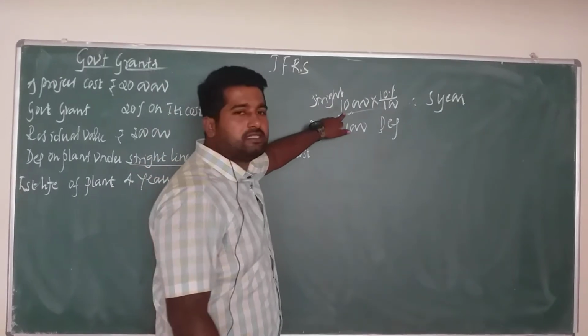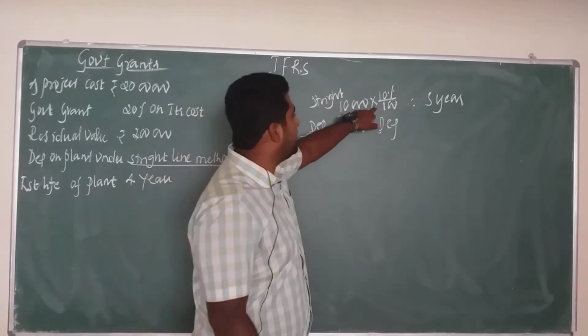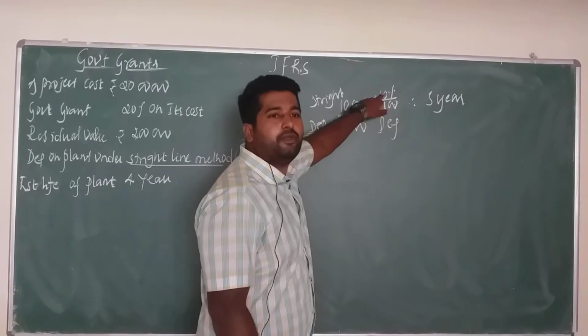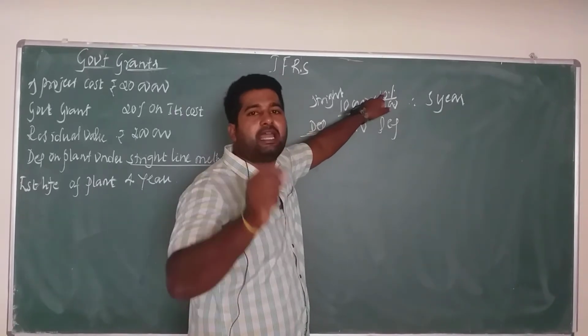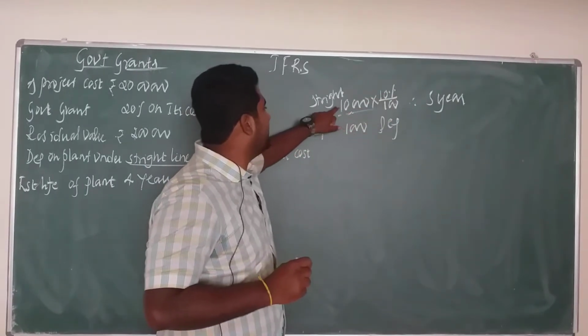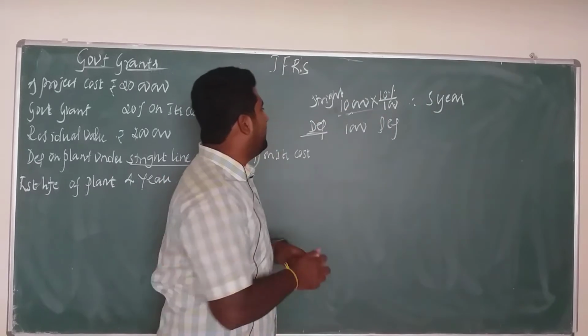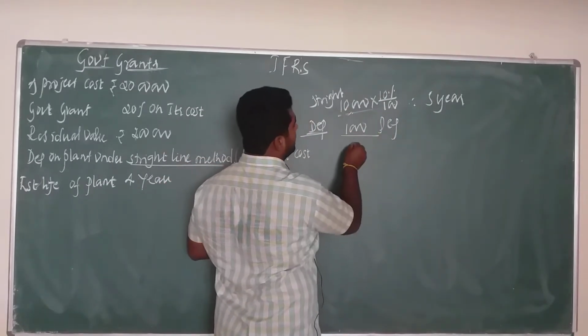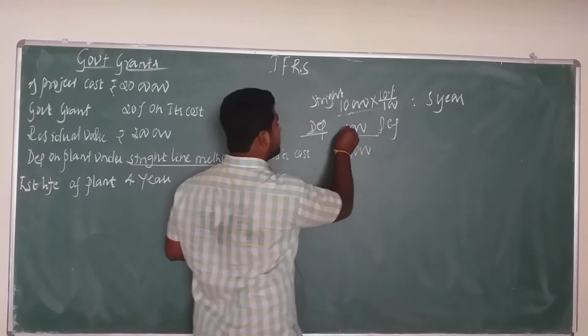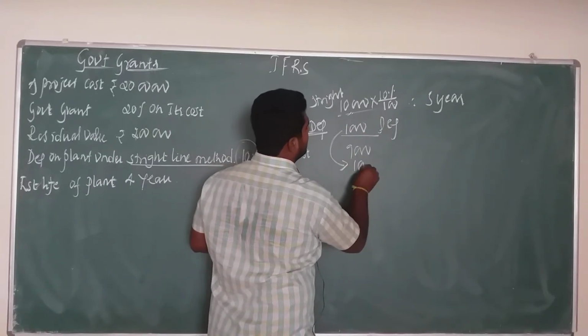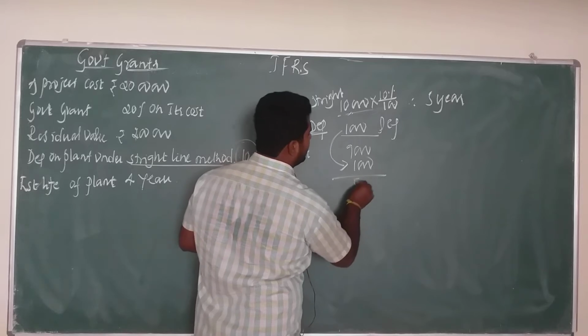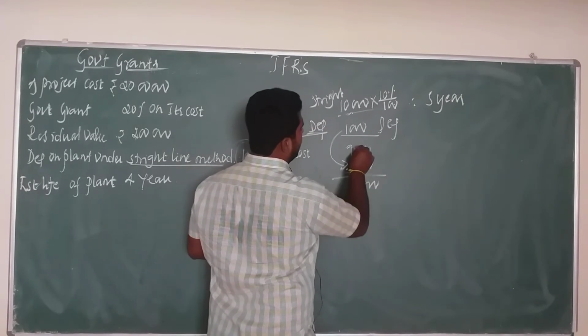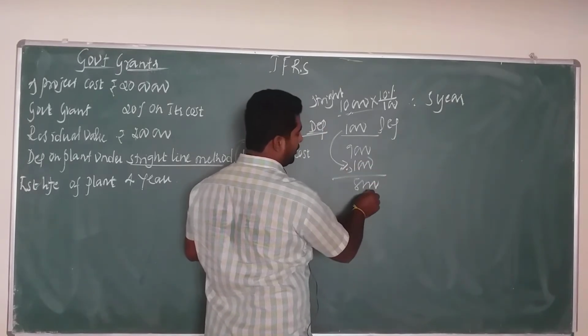Now 10,000 is the cost of the asset, the rate of depreciation is 10%. We need to calculate what the depreciation per annum is. Now here 10,000 into 10 by 100 per annum is 1,000. Again 10,000 minus 1,000 is 9,000. Again the same depreciation is considered. Again 9,000 minus 1,000 is 8,000.